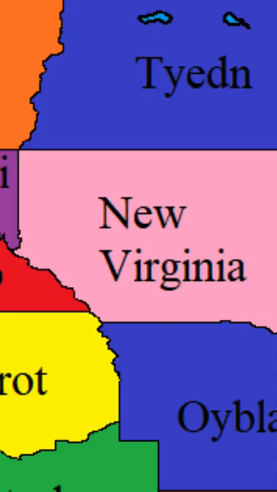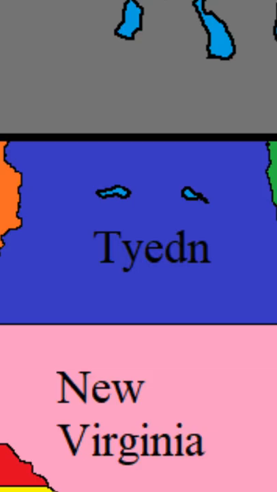Okay, so here's a note from me. This state on screen right now is New Virginia. It was mentioned in Oibloff, if you remember, but I couldn't find anything on New Virginia, so I'm going to go on ahead to Tieden.